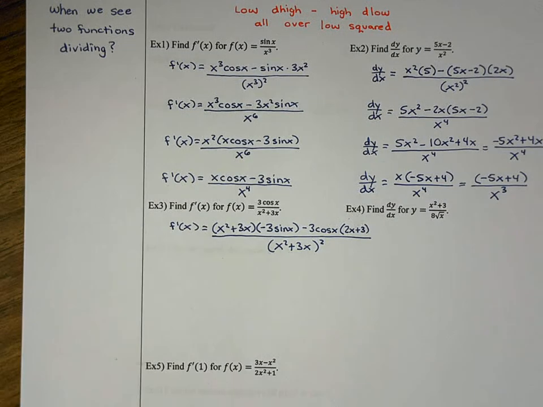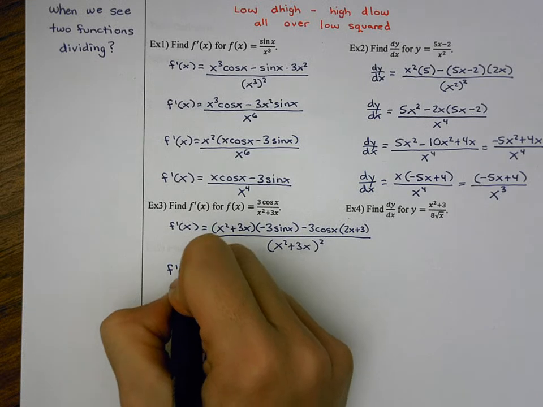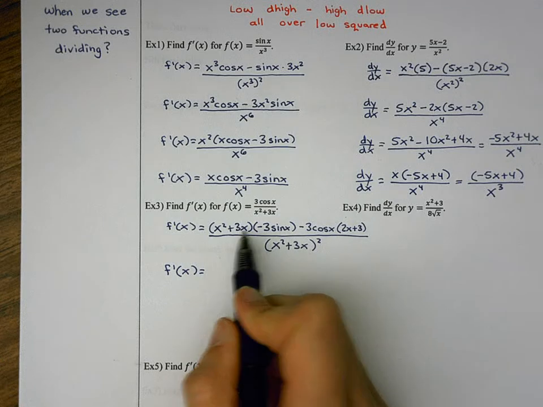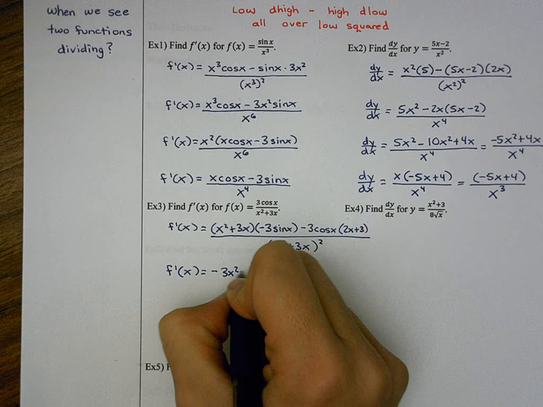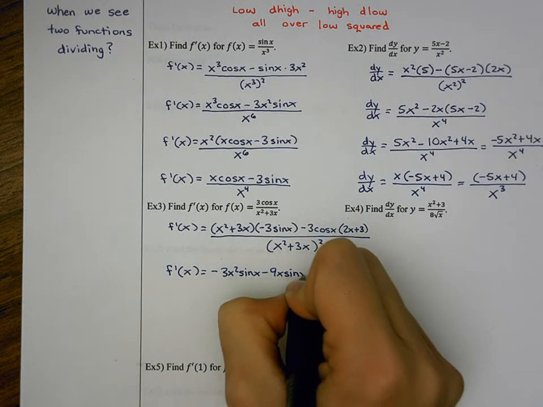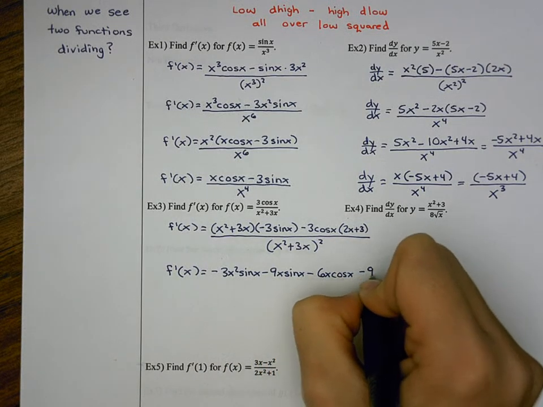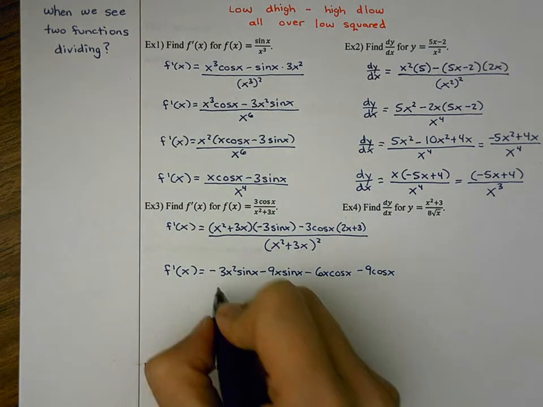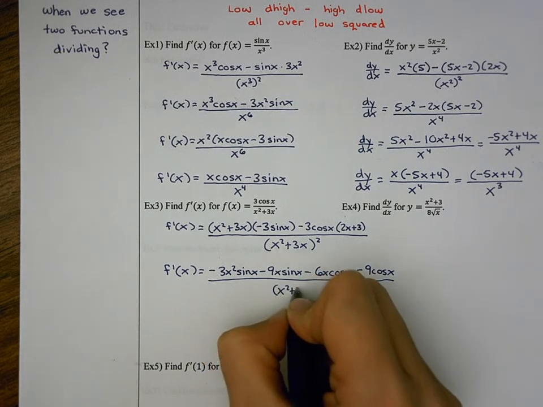Okay? And again, free response, you could leave it there. Multiple choice, what else might they have done with this one? Well, I could see them having distributed the negative 3 sine x in and the negative 3 cosine x in. So you might look for this, and then minus 9x sine x, minus 6x cosine x, minus 9 cosine x, and all over my low squared. I would be surprised if they foiled that.